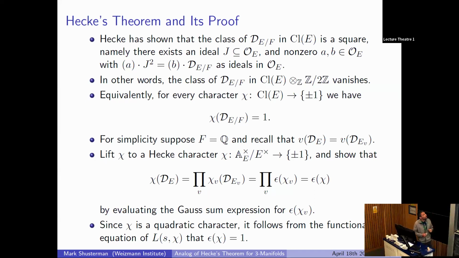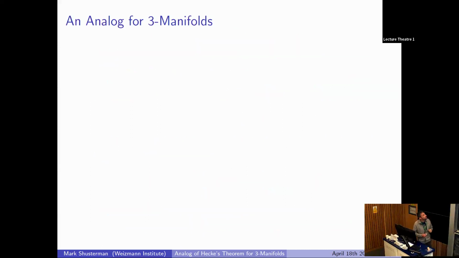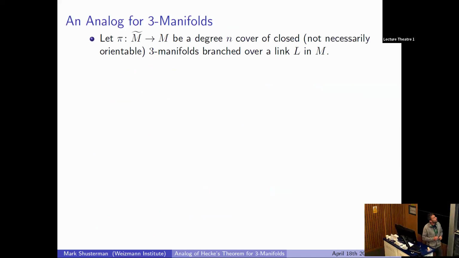Now I want to say something about the analog of that theorem for 3-manifolds. So let's build up the analogy. We have a degree n cover, where n is just the letter I use to denote the degree. I'm assuming the manifolds are closed, but not necessarily orientable. And I'm assuming that this is a branched cover, branched over a certain link.